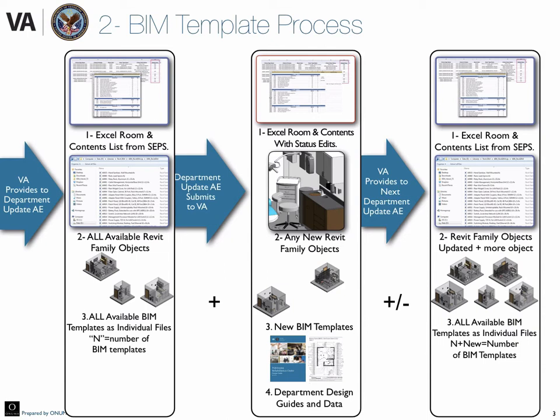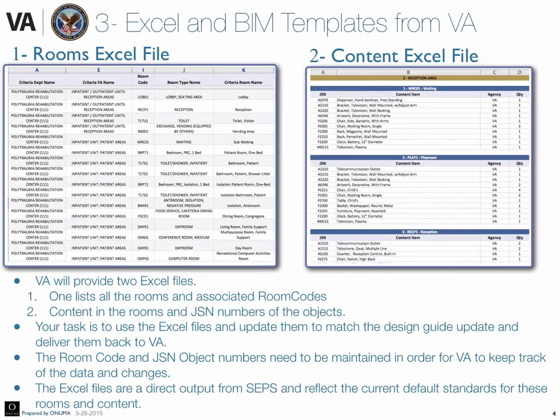And the intent of that, you'll see why we're asking that, because it makes it easier to have very specific discussions about equipment and spaces and the data about the equipment and spaces. So let's go piece by piece here. So the Excel and templates from VA, the Excel files, there are 2 Excel files. One is a room Excel file, a list of rooms, and another one is a content, equipment inside those rooms.